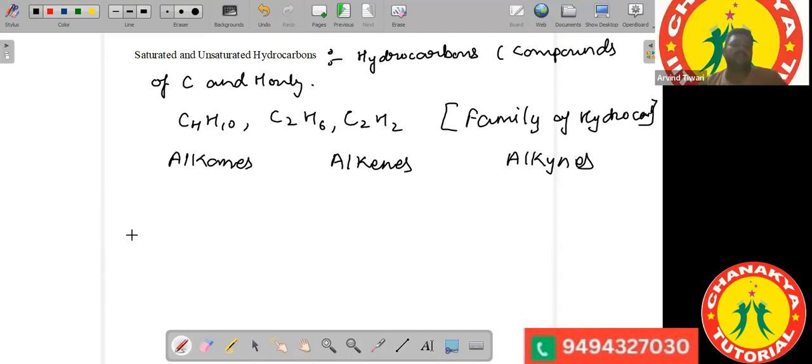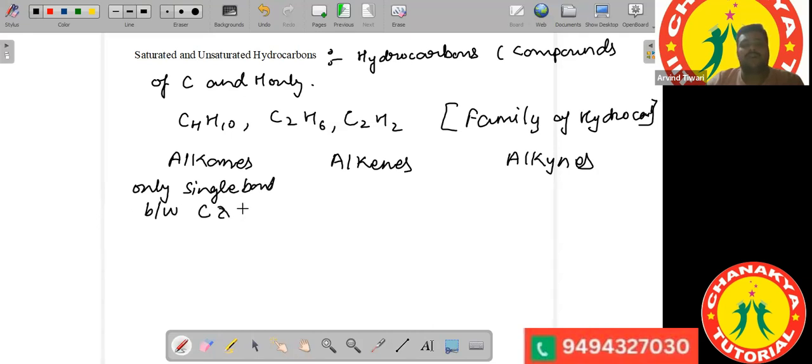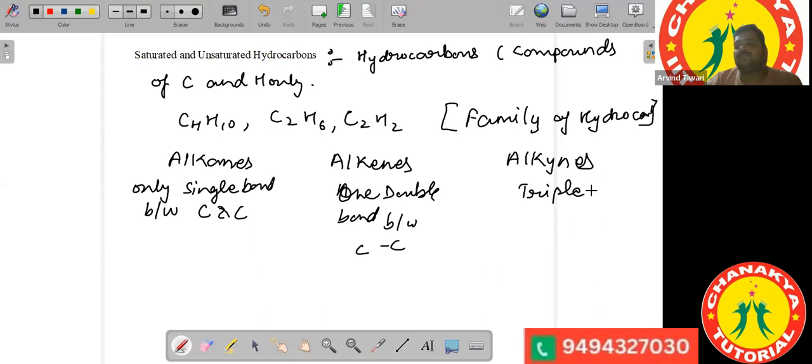Why do we call them a family? As they have something common in them. In the case of alkanes, you will find only single bonds between carbon and carbon. In alkenes, there will be one double bond between carbon and carbon. And in alkynes, there will be a triple bond between carbon and carbon. If there is a single bond between carbon and carbon only, we call them alkanes.